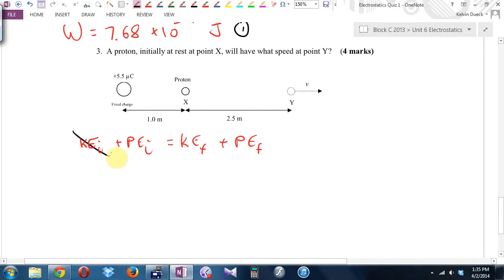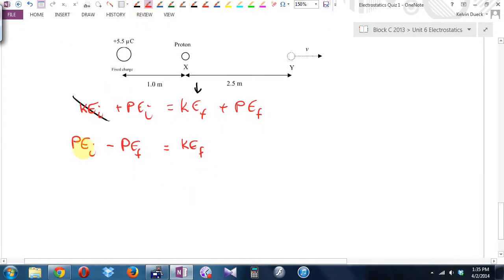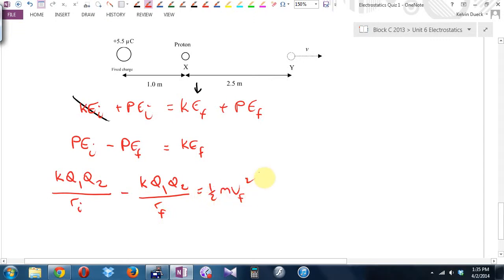Starting at rest. I want to find the final speed. Really, I want to get that by itself. So I'm going to say it looks like it's going to be PE initial minus PE final. That equals KE final. I think it's going to be K Q1 Q2 over R initial minus K Q1 Q2 over R final. That equals a half M V final squared.